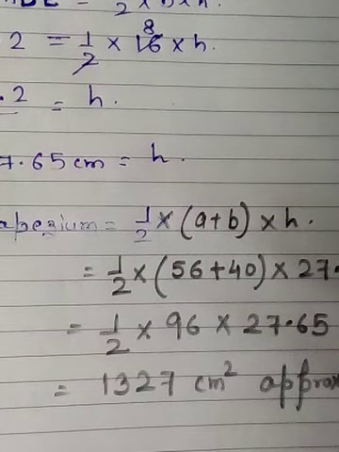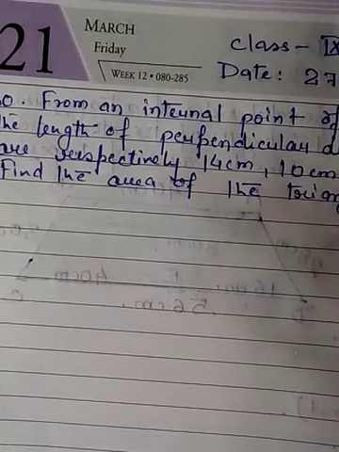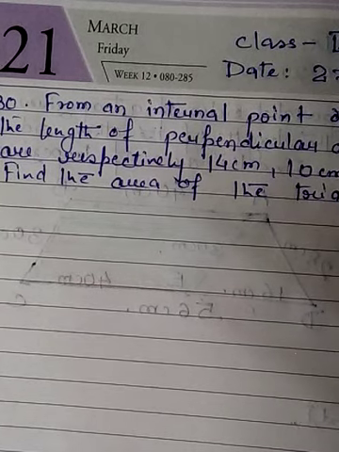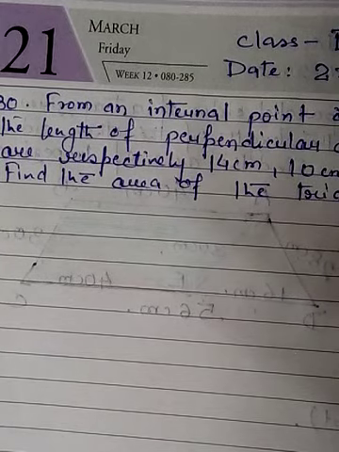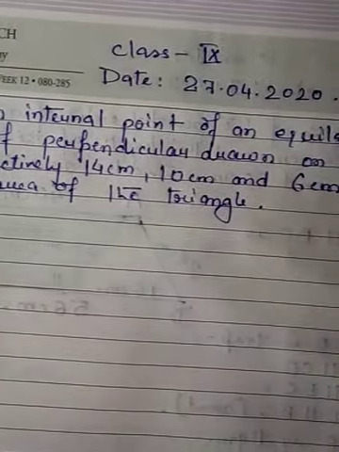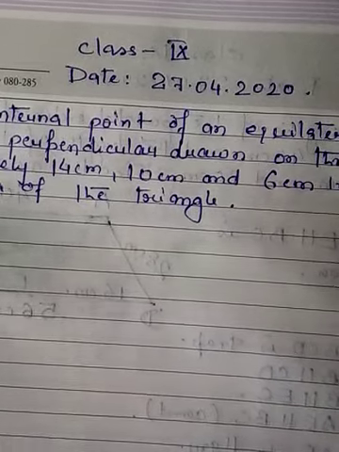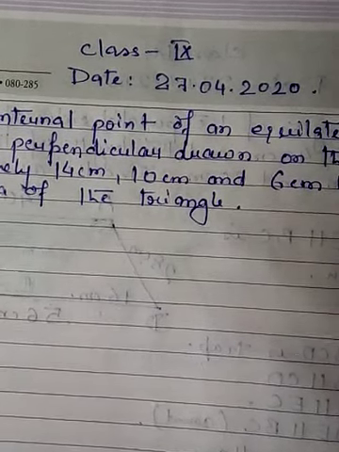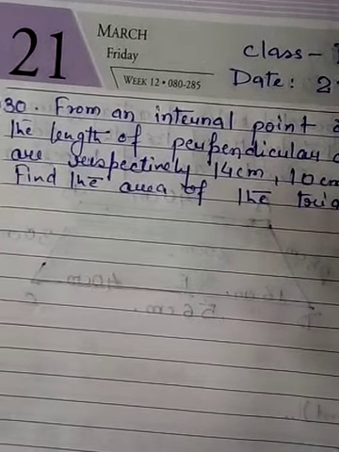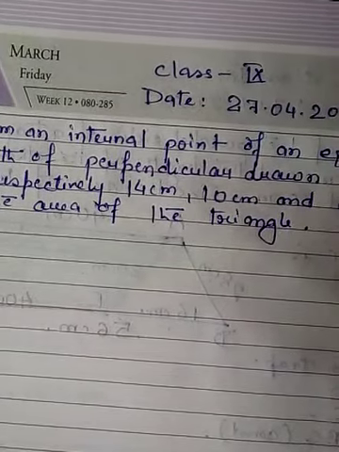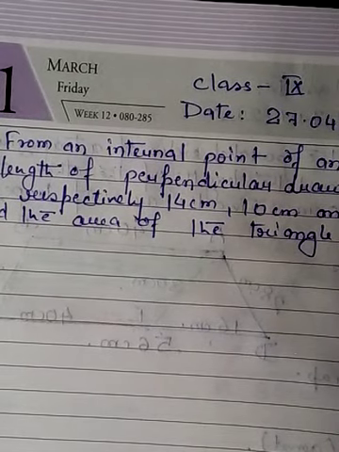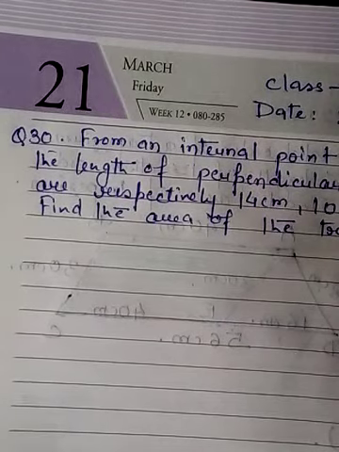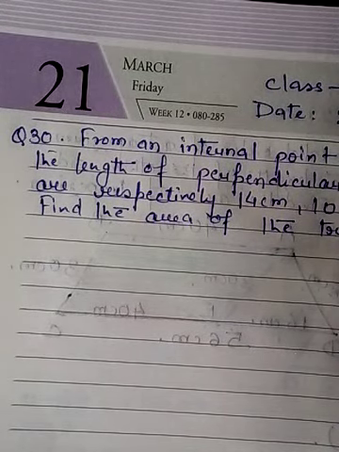Moving on to one more question of the same assignment, that is from an internal point of an equilateral triangle the length of perpendicular drawn on three sides are respectively 14 centimeter, 10 centimeter and 6 centimeter in length. We have to find the area of triangle. This is question number 30 of the same assignment which I have given you on Saturday.